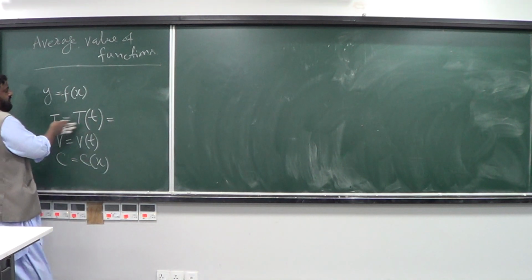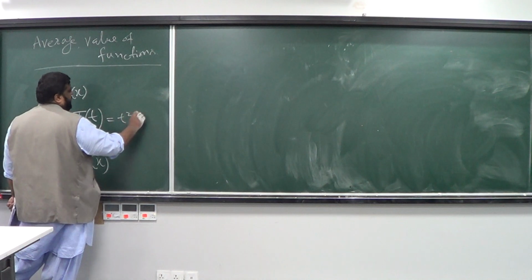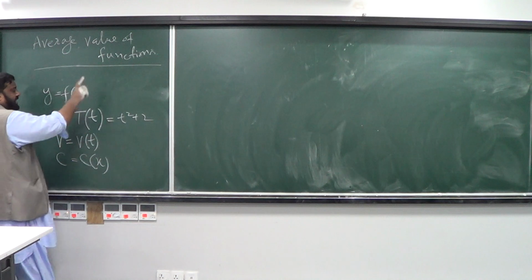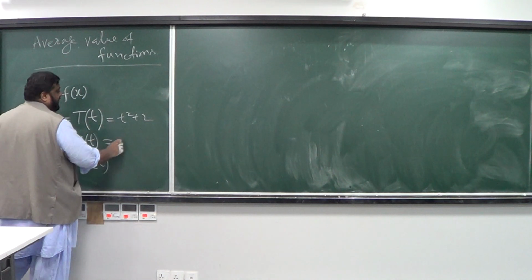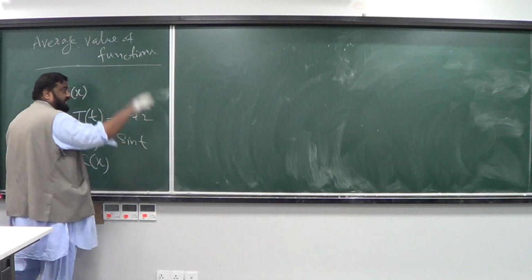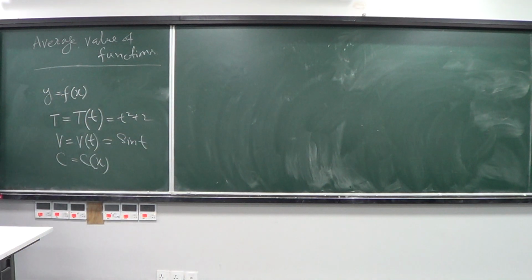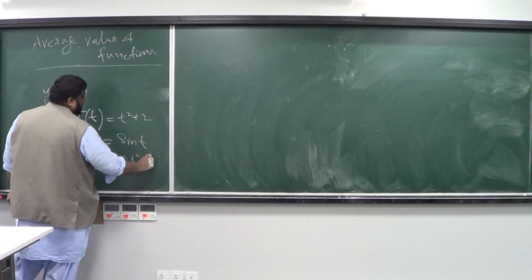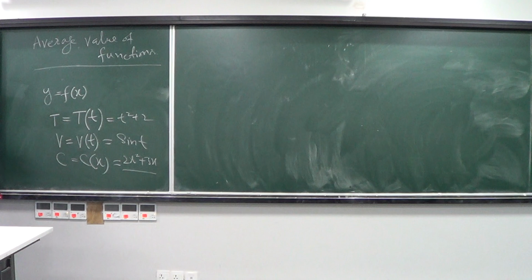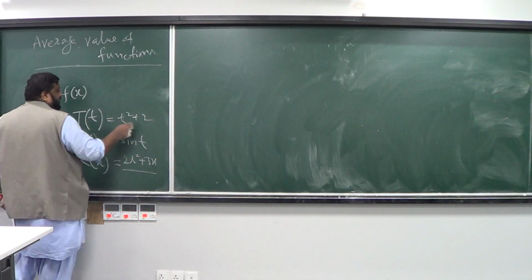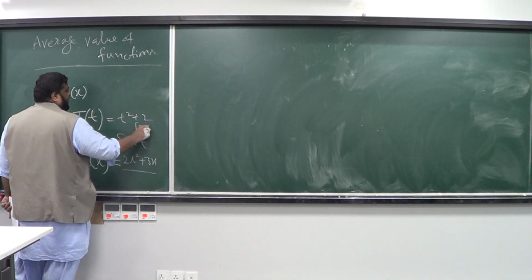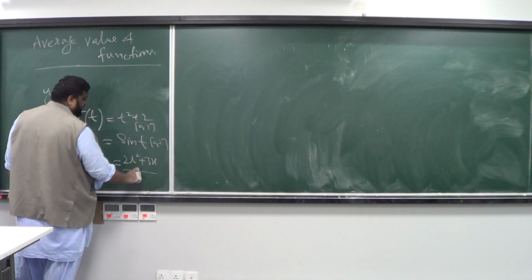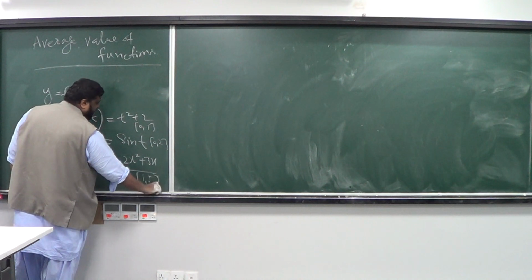For example, T equal to t square plus 2, so the temperature is varying over time with this formula. The velocity of the function is, say, sine t, so it's oscillating, going up and down, and the cost of the function is, say, 2x square plus 3x, something like this. Imagine all of these functions are defined on some interval, say 0 to 1. Say this is defined on 0 to 2, this is defined on say 1 to 5, and so on and so forth.